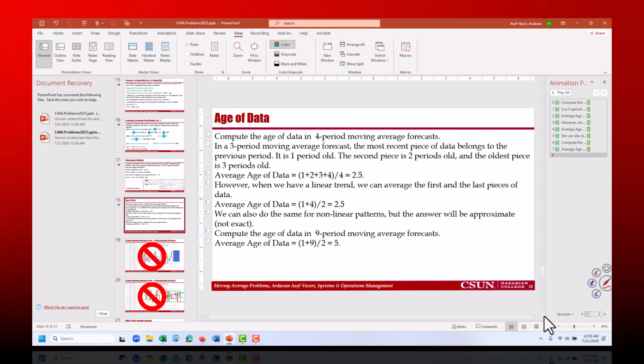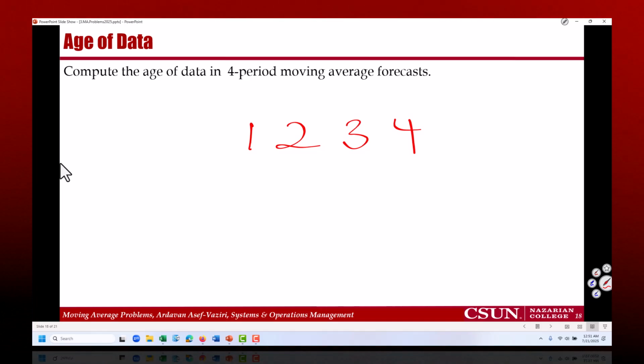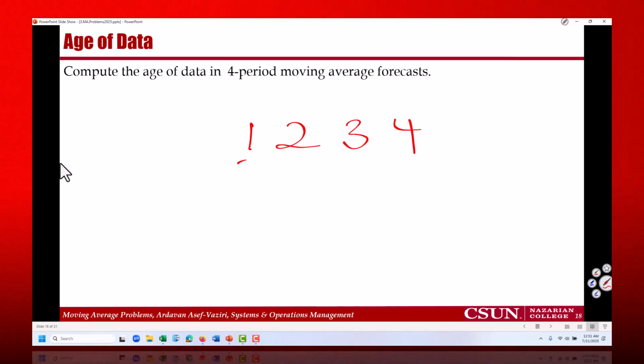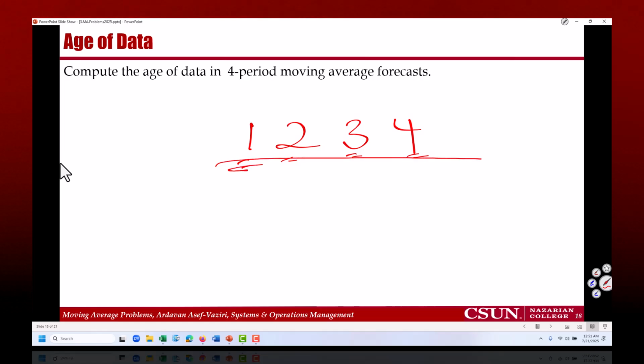Let's go to the last slide. Compute the age of data in a 4-period moving average. In a 4-period moving average, the newest piece of data is 1 period old. The second newest is 2 periods old. The oldest is 4 periods old, and the one before the last is 3 periods old. So if you have 4 children, one is 1 year old, the other 2, the other 3, the other 4. On average, how old are those children?